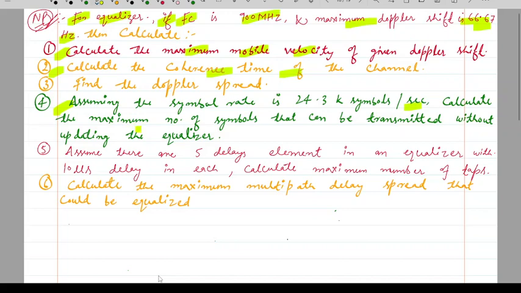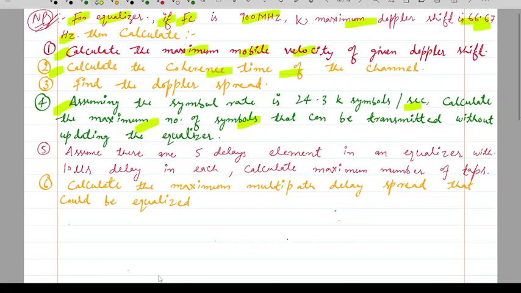Then calculate the maximum number of symbols that can be transmitted without updating the equalizer. As we all know, the equalizer behaves like a filter in the receiver, to reduce the interference in the transmitted signal. So the equalizer is part of the receiver. In the equalizer there are different weights, and according to every transmission and reception of the signal on the receiver, it will remove the errors from the data, correct the data and get the desired output.